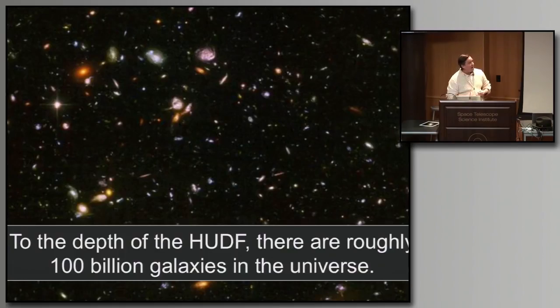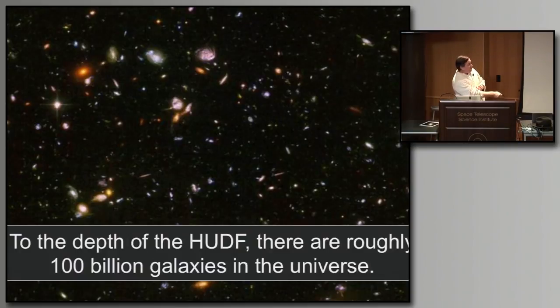So, using that ultra deep field, which I said we observed over a decade ago, to the depth of the ultra deep field, there are roughly 100 billion galaxies in the universe. And that has been our standard number for the number of galaxies in the universe for over a decade. But what about the galaxies that Hubble doesn't see?